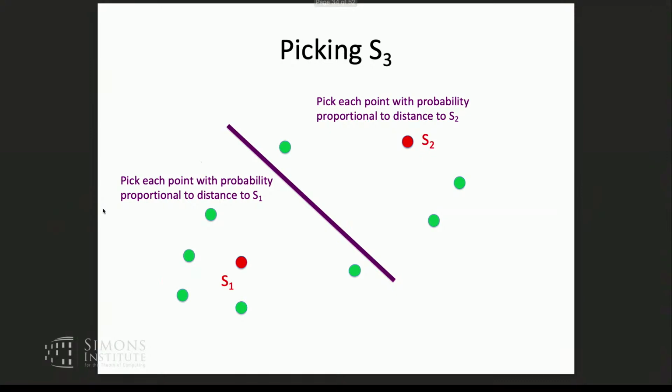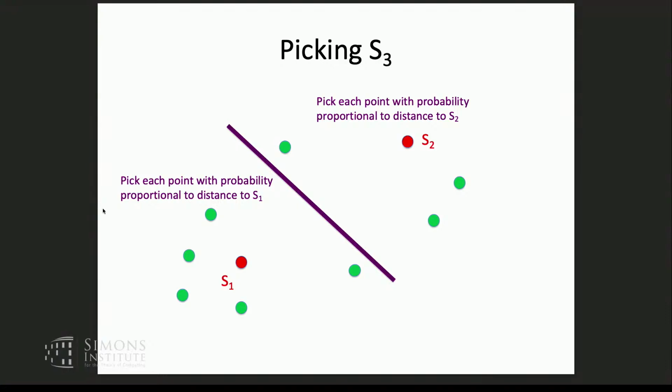Okay. So if, say, I pick this S1 and this S2 as my two previous centers, and I look at the separating line, I want to pick the green points that are to the lower left of the separating line with probability proportional to their distance to S1. And I want to pick the points up and to the right of the separating line with probability proportional to their distance to S2.